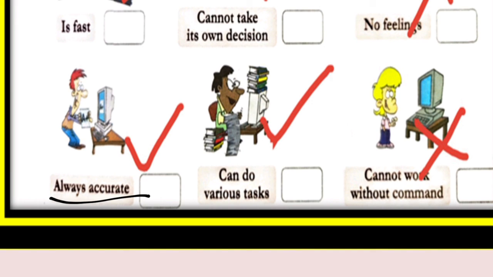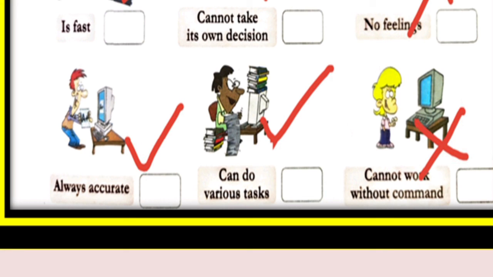Always accurate. Yes, this is the strength. This is the quality of computer, that computer is always accurate. Accurate means correct. Computer always gives us correct answers. Okay, students? Can do various tasks. Yes, this is also a quality of computer. So, tick it, students. Because computer can do various tasks. You can do your work as well as you can listen to music. So, computer can do various tasks. Okay, tick it, students.